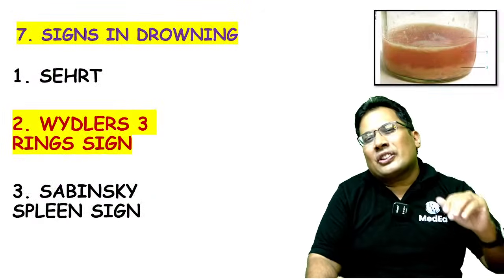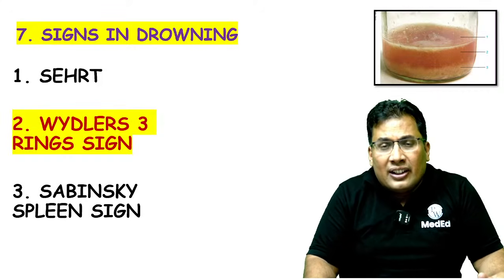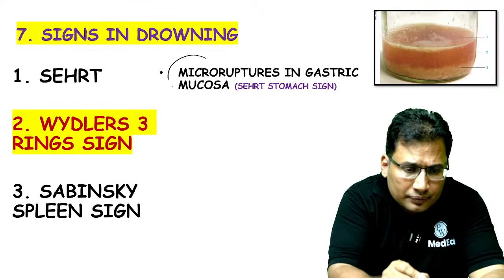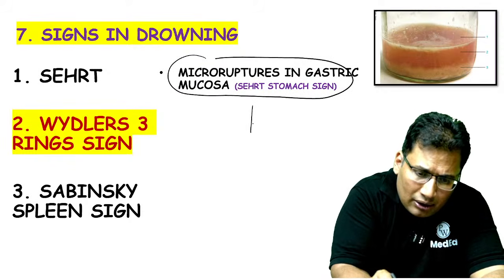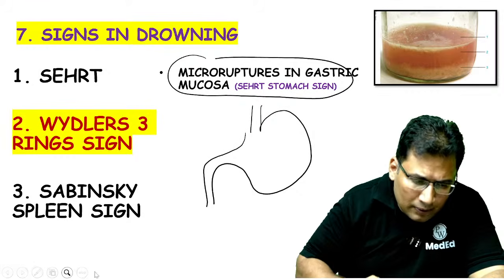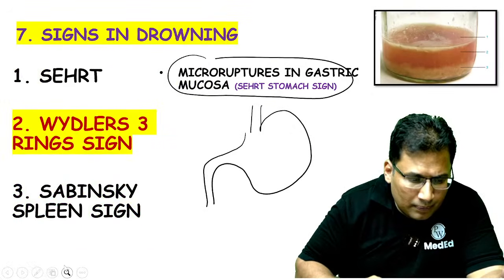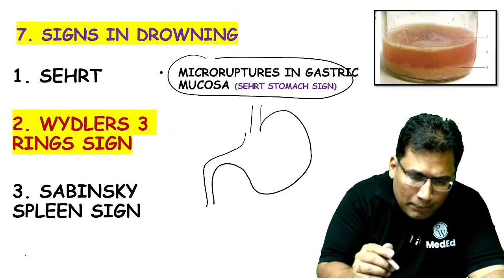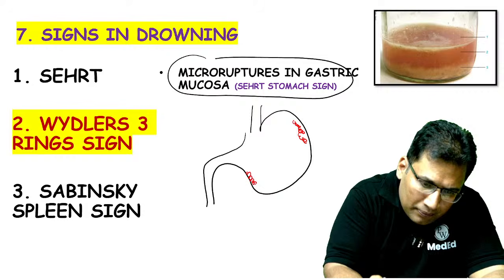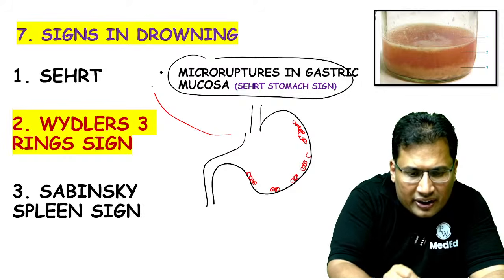7th finding, there are some signs of drowning. So this you can write in exam. Sehrt sign, Wydler's stratification sign, Sabinski sign and all. Sehrt sign is micro rupture in gastric mucosa. For example, this is the stomach. In stomach, you will see micro ruptures like this. So these micro ruptures are known as Sehrt sign.